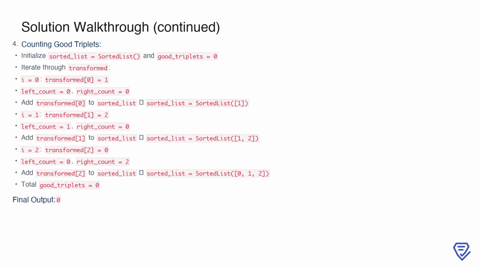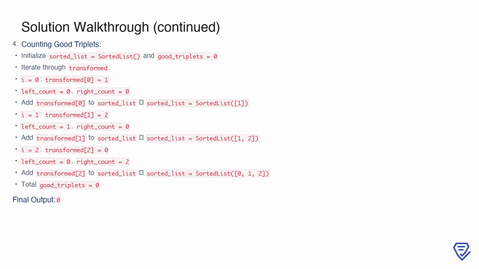We initialize an empty sorted list and set the good_triplets counter to 0. Iterating through the array, for the first element, 1, there are no elements to its left or right, so both left_count and right_count are 0. Adding 1 to the sorted list updates it to [1].